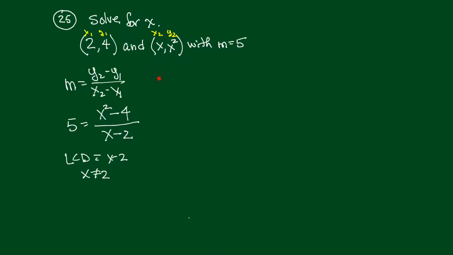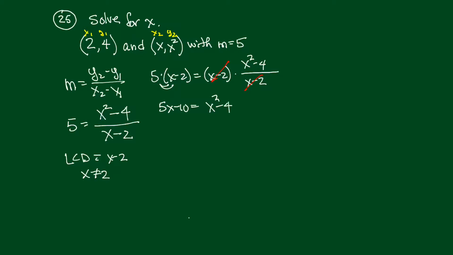So we will get 5 times that x minus 2 equals, now I'll use parentheses because I want all of it, x minus 2 times x squared minus 4 over x minus 2. Now on the left side, I'm going to distribute through, so we'll get 5x minus 10 equals, on the right side, the x minus 2's cancel. That was the whole point. And we are left with x squared minus 4.